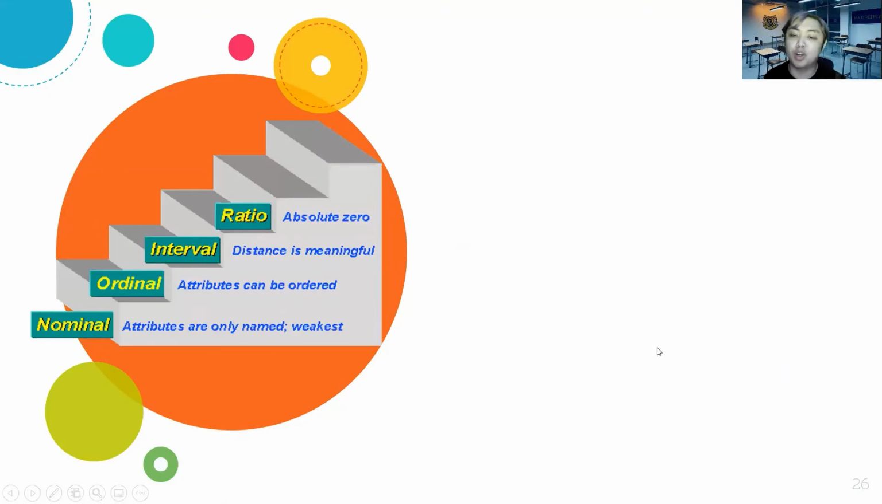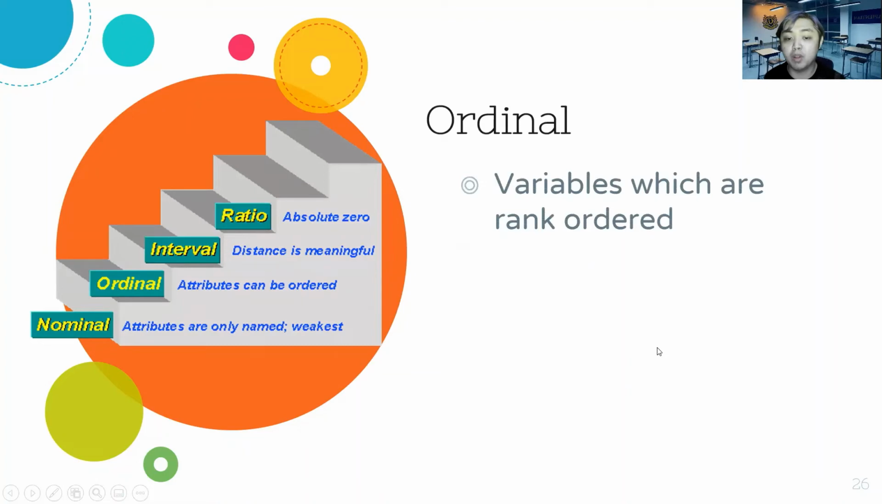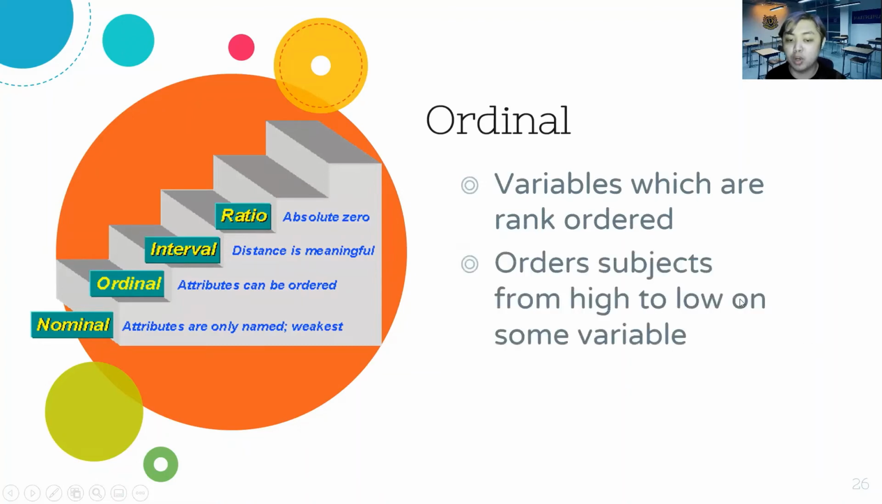Next, we have ordinal data. In ordinal data, variables are ranked or arranged in order. The orders of the subjects are from high to low on some variable. If in nominal data we use the number to simply label or categorize them, now the number here in ordinal data has meaning in terms of sequence of arrangement.